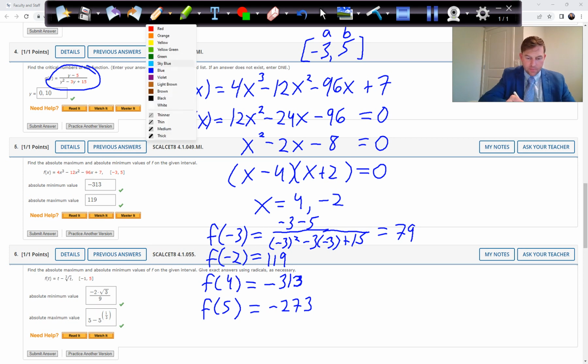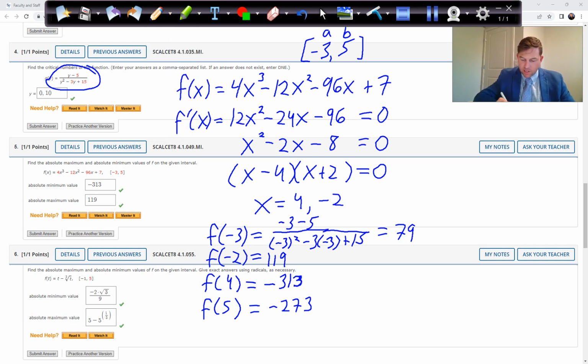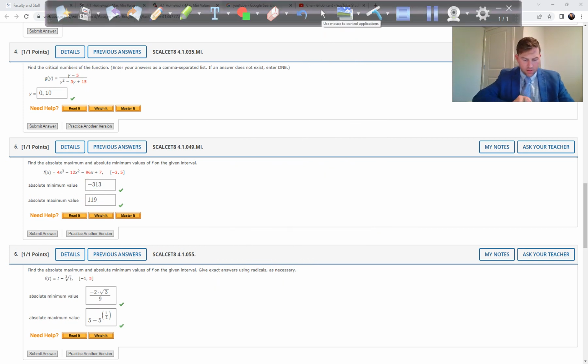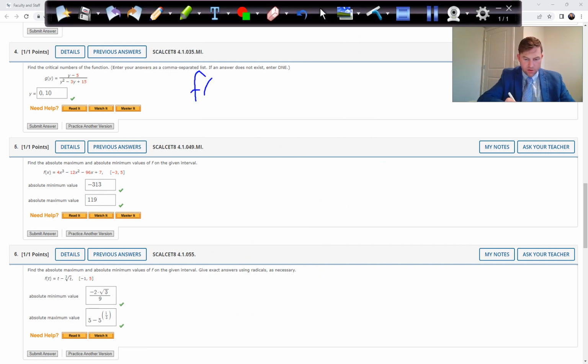And we just have to look, and we would say the biggest of these four numbers is 119. The smallest of these four numbers is negative 313, so that's our min and max. And we just have to outline them: minimum, minus 313, maximum, 119. And so that would be how you do number 5. Number 6 is going to be pretty much the exact same thing. The equation is going to change though.